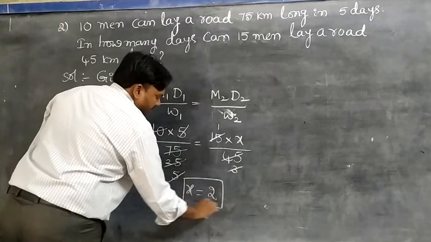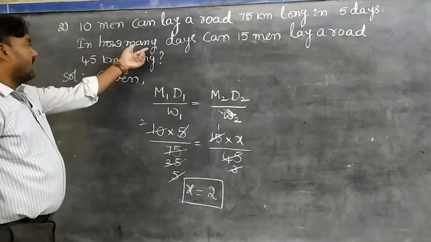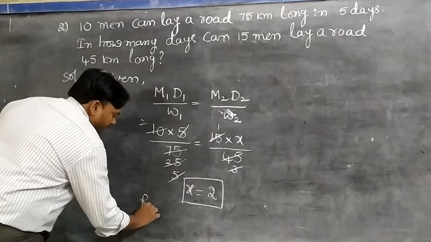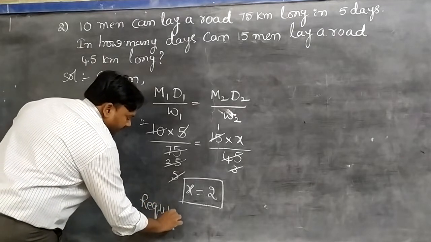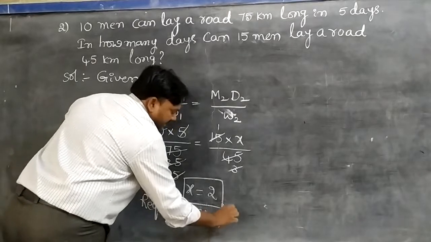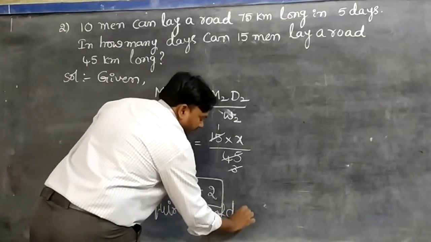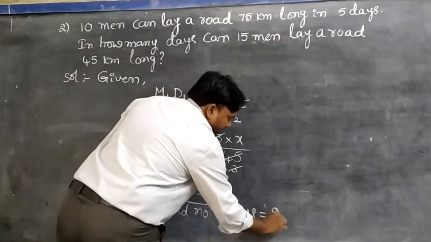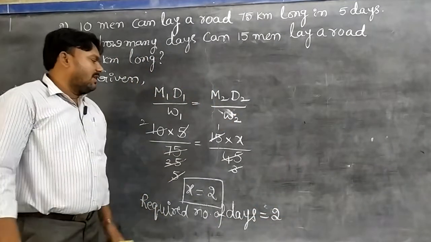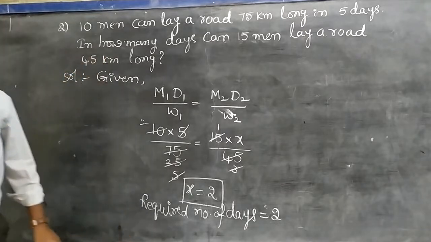X means here what? What is X value? How many days? Means required number of days. Therefore, required number of days equal to 2. This is the way of approach, students. Practice carefully, learn carefully. Right.